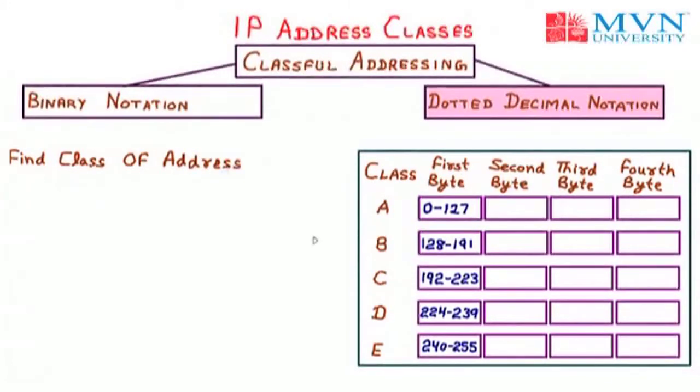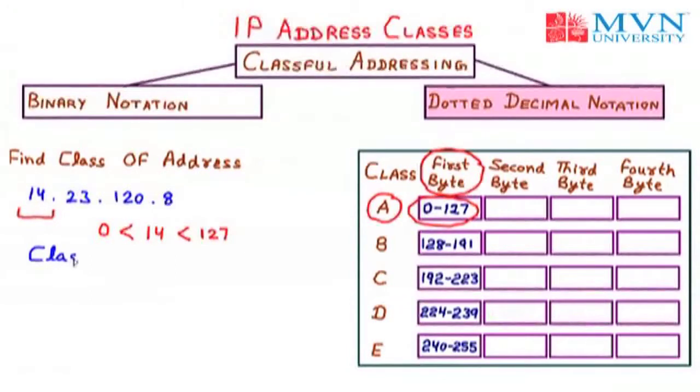For example, we are given a particular IP address in the form of dotted decimal notation, that is, 14.23.120.8. So this is my given dotted decimal notation IP. First of all, we will check the first byte. Our first byte is 14. Now 14 is in the range of 0 to 127. 14 is greater than 0 and less than 127. So it is in the range of class A. That means this is the IP of class A.